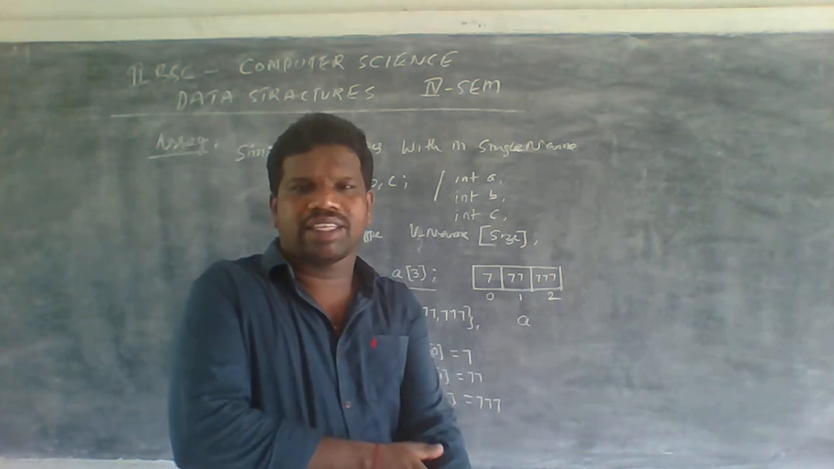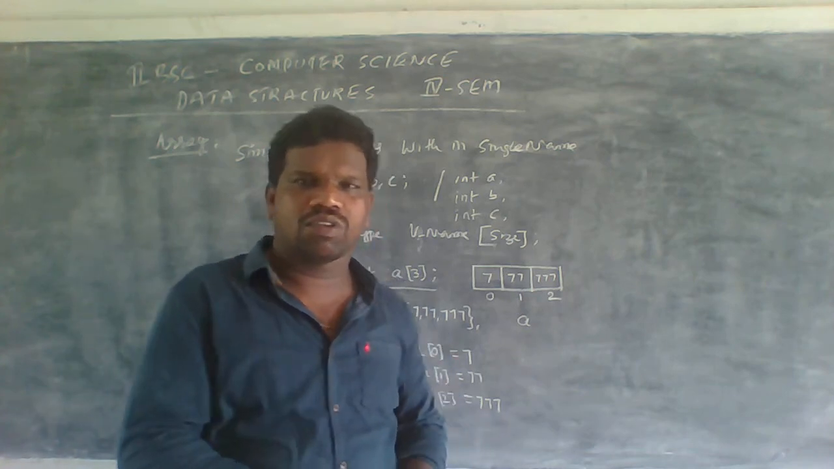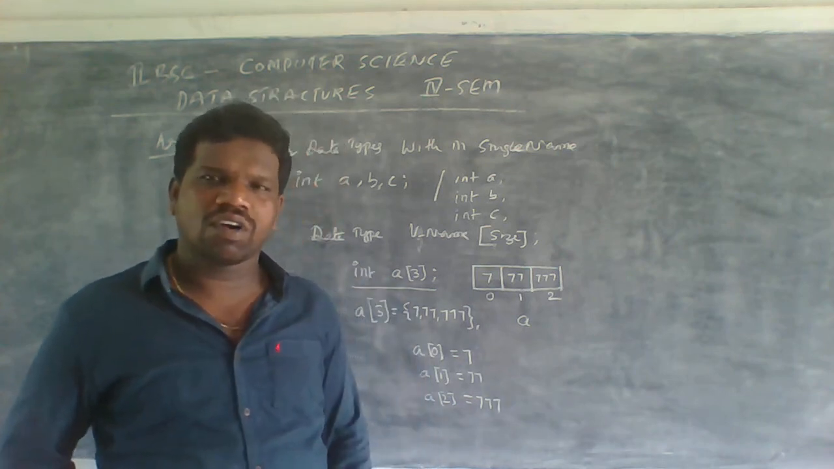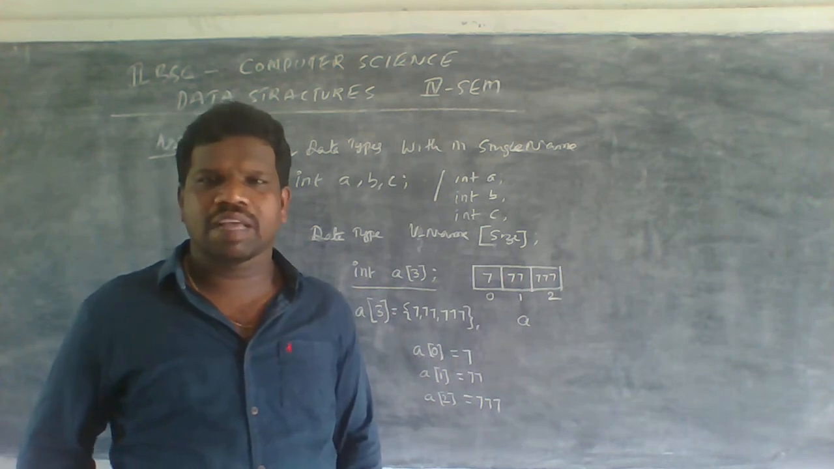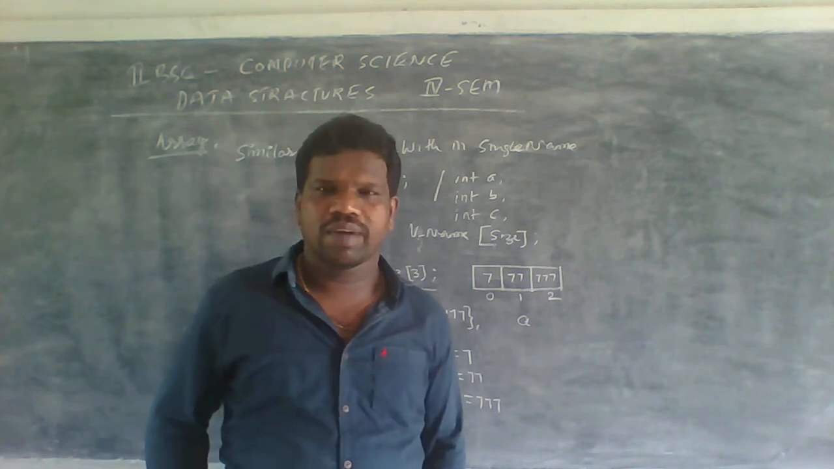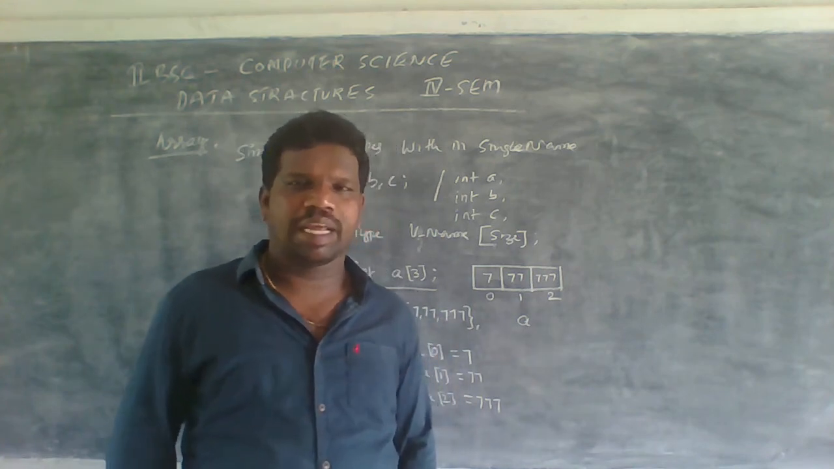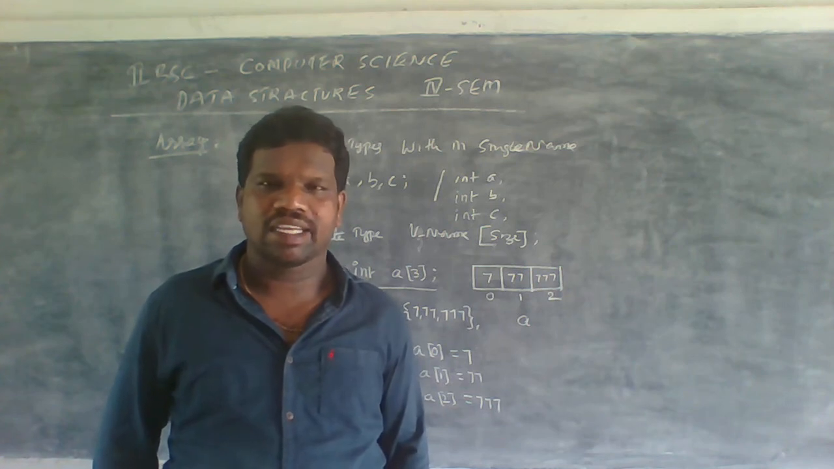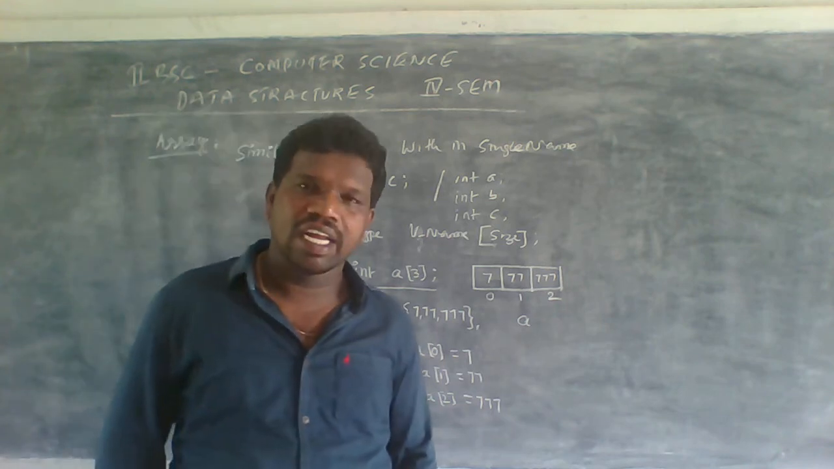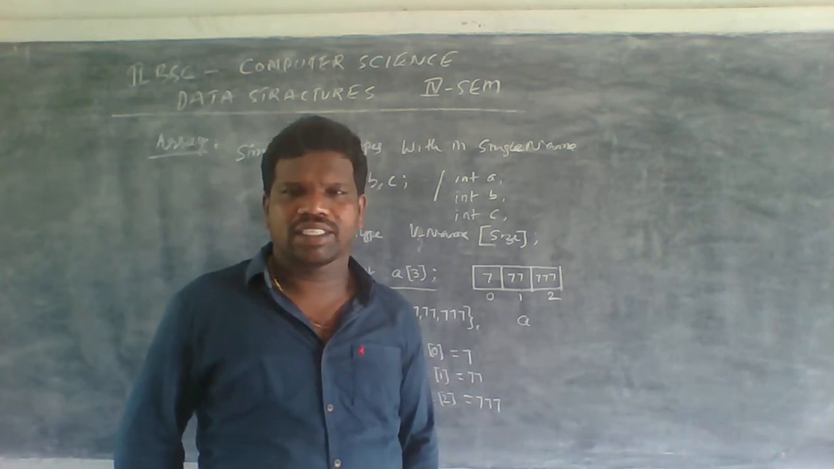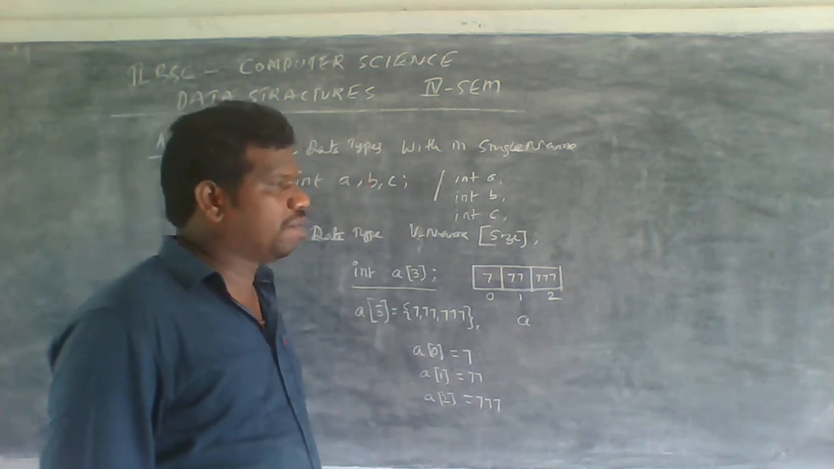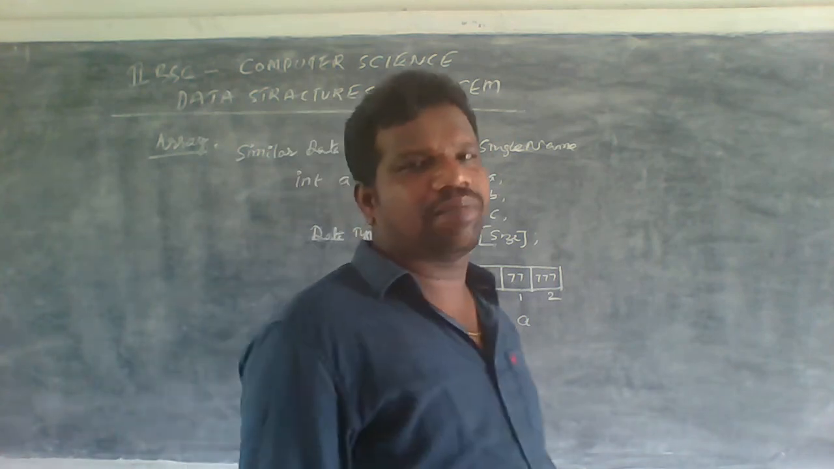Generally, arrays can be divided into two types: one-dimensional arrays and two-dimensional arrays, also called multi-dimensional arrays. In multi-dimensional arrays, we perform operations like table creation, that means matrices. Two-dimensional or multi-dimensional arrays are suitable for table creation and matrices, with operations like addition of matrices, multiplication of matrices and inverse of matrices.